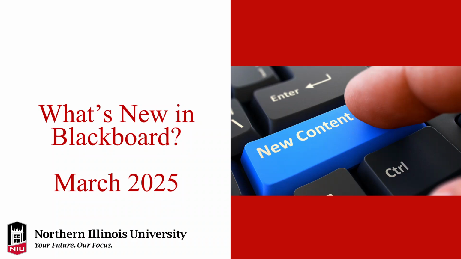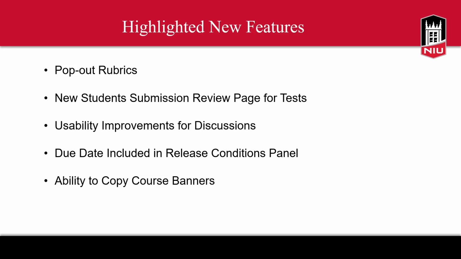Blackboard's March release, 3900.112, is now live. This month's new features include pop-out rubrics, which can help facilitate grading and also makes printing much easier. New student submission review page for tests, which will make it easier for students to see feedback for all questions in one place. Usability improvements for discussions. Due dates are now included in the release conditions panel, and the ability to copy course banners as a granular copy will now be available.